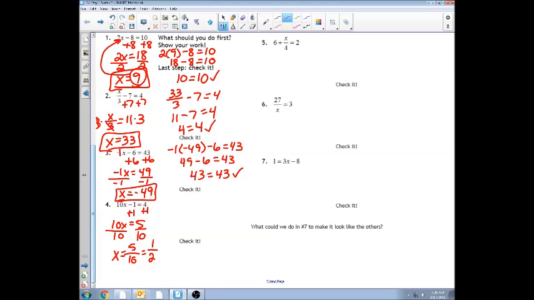Now I get to go ahead and put my 1/2 back in for x, so it would be 10 times 1/2 minus 1 equals 4. 10 times 1/2 is 5. 5 minus 1 is 4. My check is good, so x would equal 1/2.